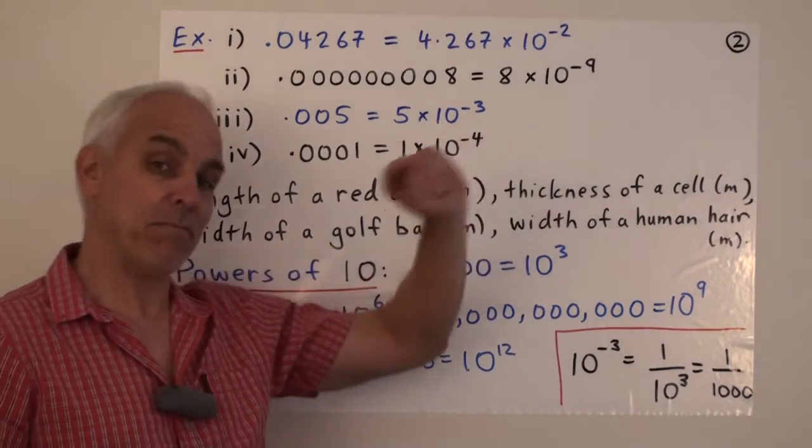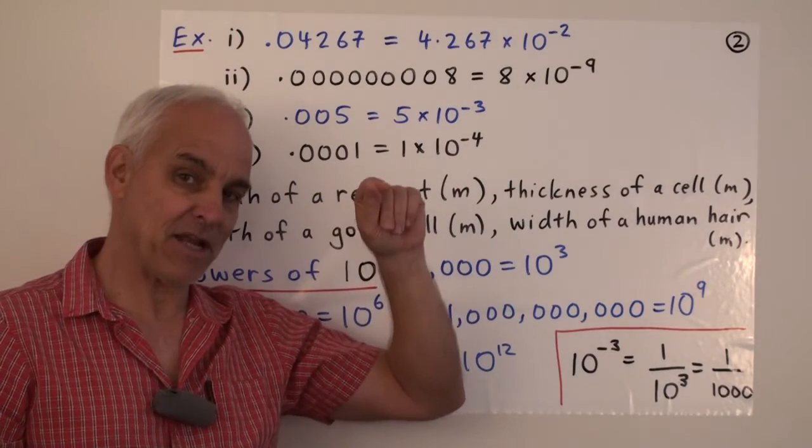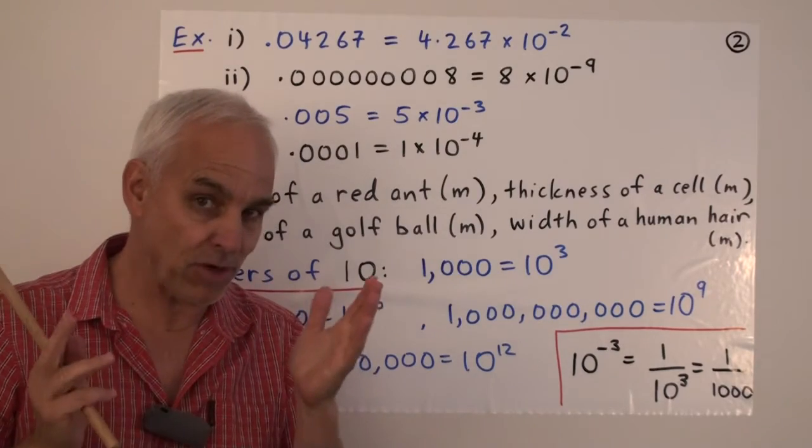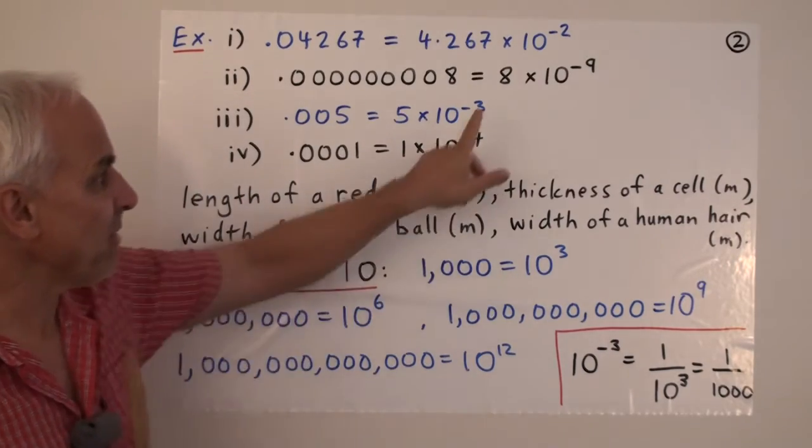Remind you, 10 to the 9 was a billion. So 10 to the minus 9 is 1/1 billion. It's a billionth of whatever unit we're talking about. This is a very small number.